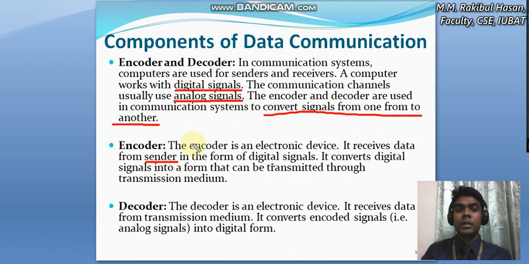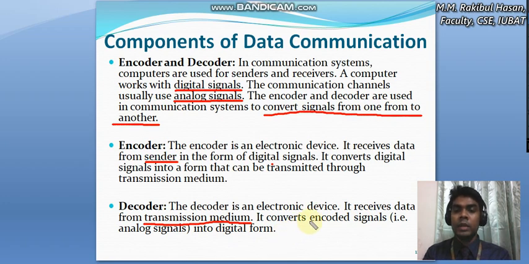Okay, it basically collects the signal from the sender. Then it will convert that digital signal to analog signal so that we can transmit the signal through the communication channel. And what is the main task of a decoder? The decoder is an electronic device. It receives data from the transmission medium. It converts encoded signal into digital form.